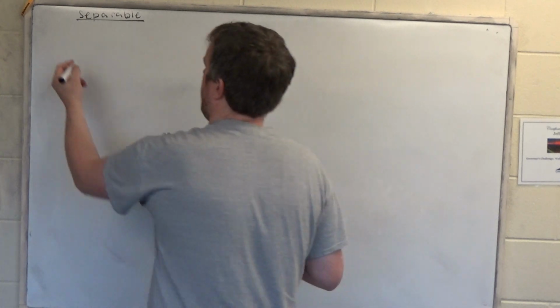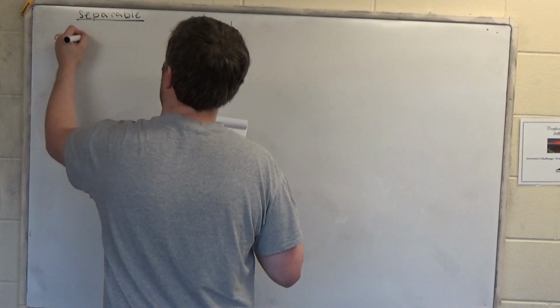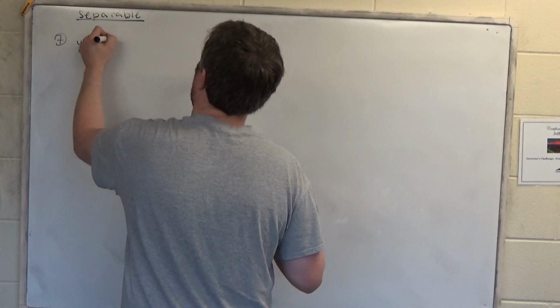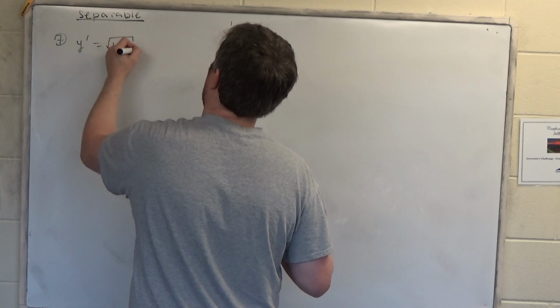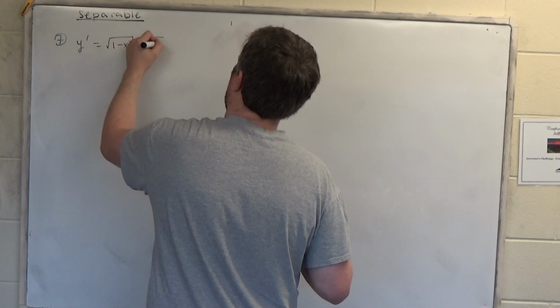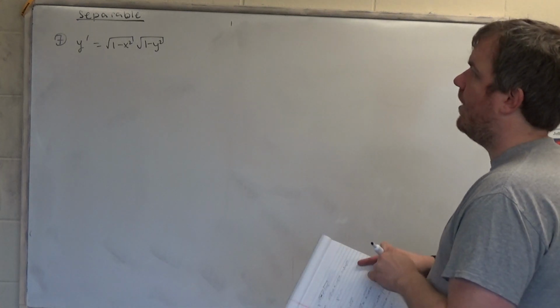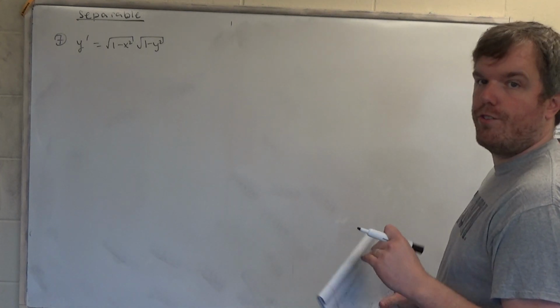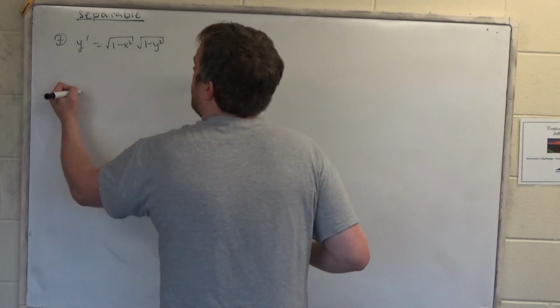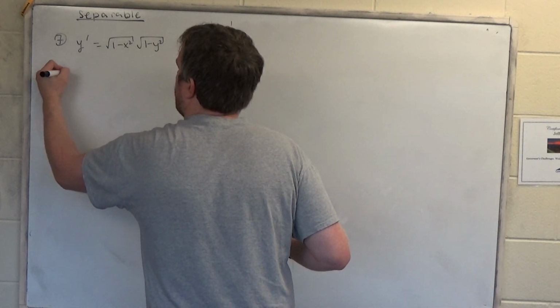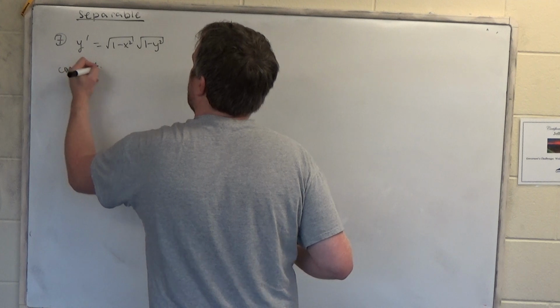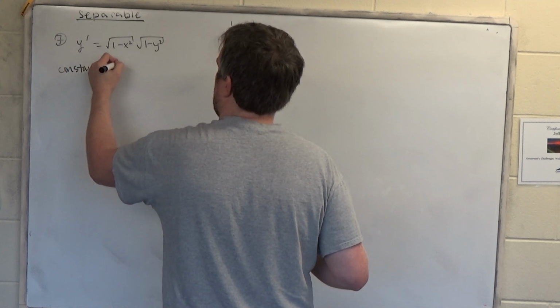We're going to try number 7, which is y prime equals the square root of 1 minus x squared times the square root of 1 minus y squared. Again, we're going to break our solution into two pieces. The constant solution, these are always the ones that you should do first.